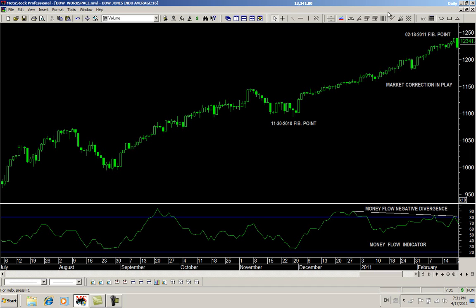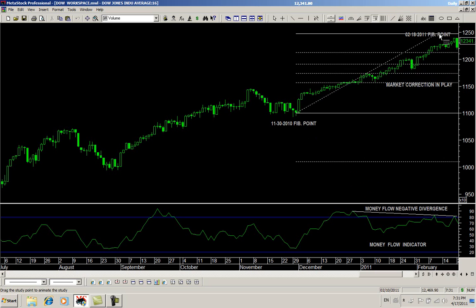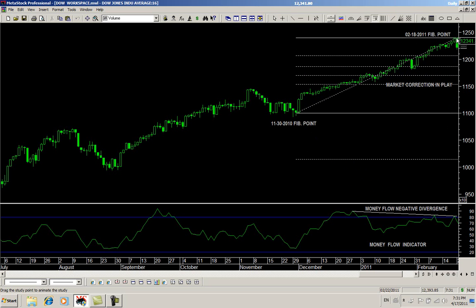Here we are again, connecting these two data points here, this time at this low at 11/30 and here at 2/18. At this point, with again the money flow standard indicator being on a divergence, I felt for sure that we would have a market correction, not as severe as the previous.